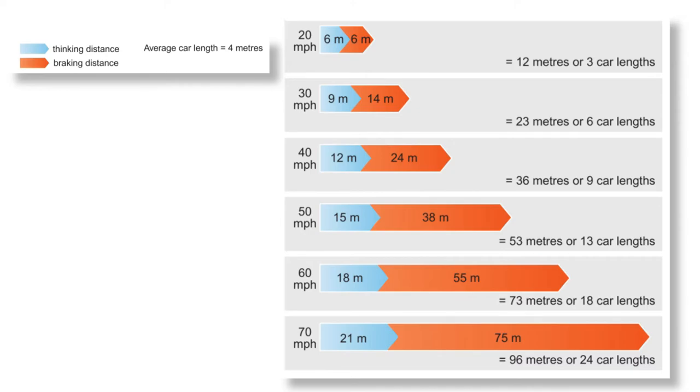At 70 miles per hour, it takes approximately 24 car lengths to stop a car. That's a big difference from 20 miles per hour at 3 car lengths. That's why speed limits are imposed on roads. If they weren't, then more accidents would happen.